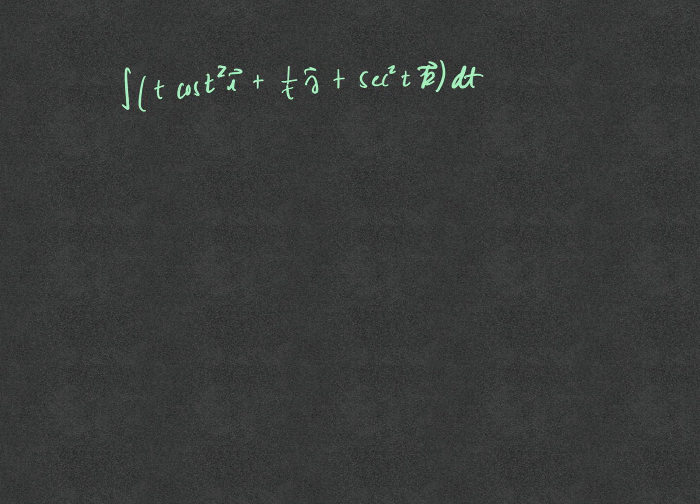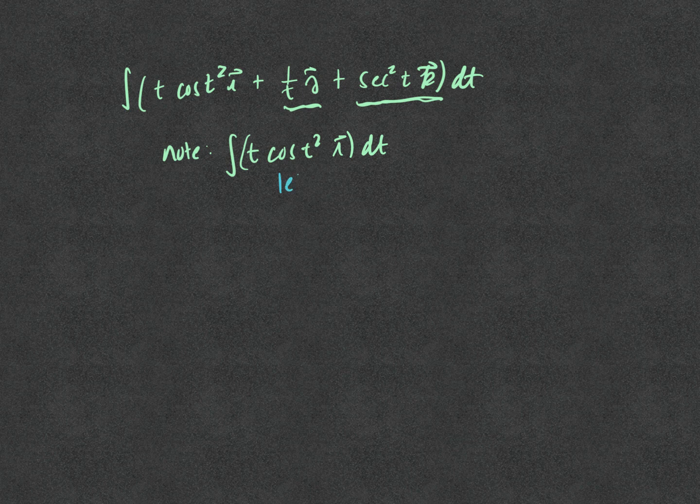This first part, I'm going to make a note because when you look at this one, that's an easy integral, and that's an easy integral. So rather than write the integral 1,000 times, I'm just going to say note, and I'm going to look at the integral of t cosine t squared i with respect to t. Now this is u sub, so let's let u equal t squared. So if we let u equal t squared, then du is 2t dt. Hopefully u sub is a skill that you have. So dt is 1 over 2t du.